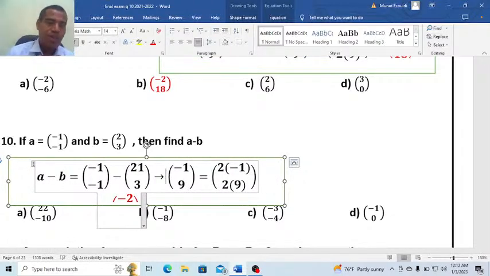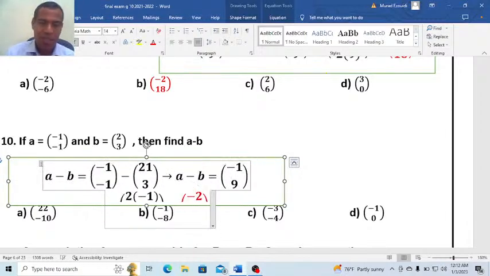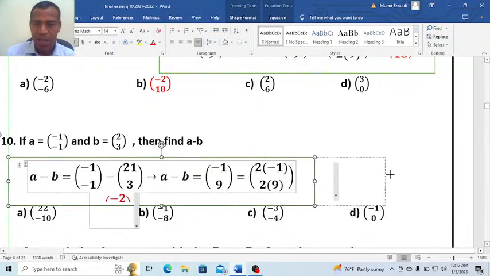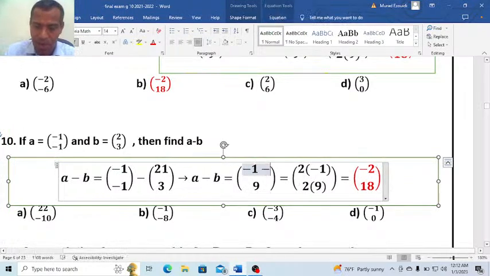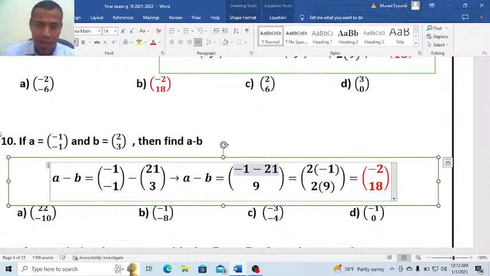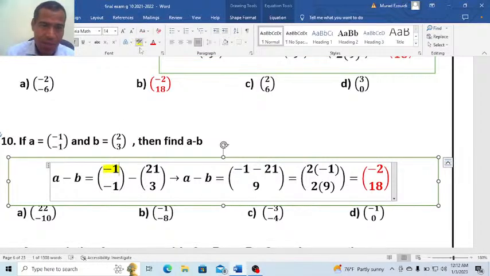So A minus B is equal to what? You see this one, learners? Look here. A minus B, it will be minus 1 minus 2, that is minus 1 minus 2. Then for the second component, minus 1 minus 21, okay, this is 21.